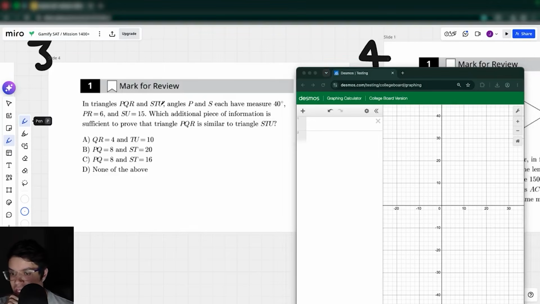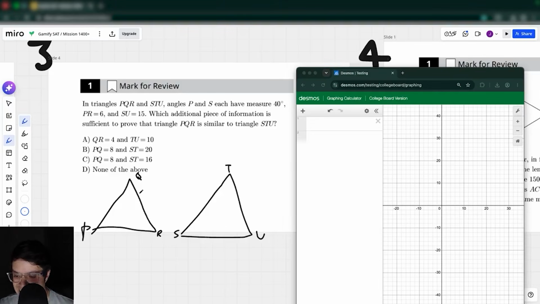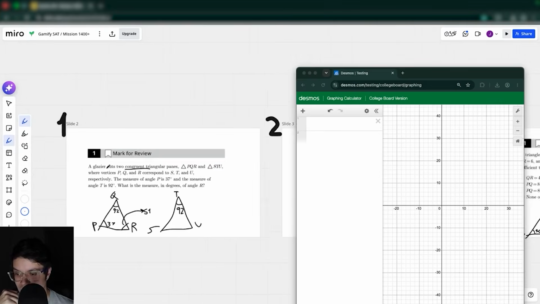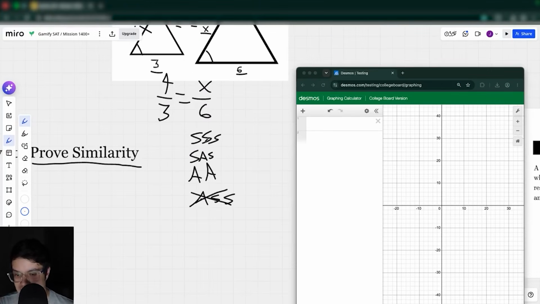So it says here triangles PQR and STU. So I'm going to go ahead and draw those. Okay, done. P and S are both 40 degrees. It says PR is equal to 6 down here, and then SU would be equal to 15 over here. It is then asking us what piece of information would be necessary to prove that PQR is similar to triangle STU. Well, remember the similarity rules that we just went over? It has to be side-side-side, side-angle-side, or angle-angle.